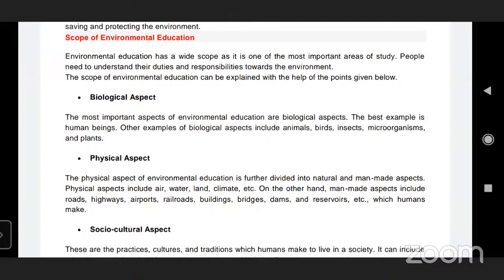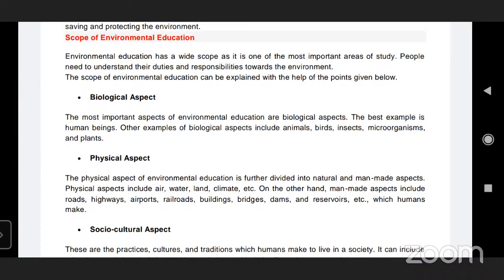So it is a way of two most important areas. Each and every person needs to understand their works, their duties. What is their duty regarding the environment? What is their duty regarding the responsibility towards a better environment? So this is a way to protect and promote, and the need of environmental education.